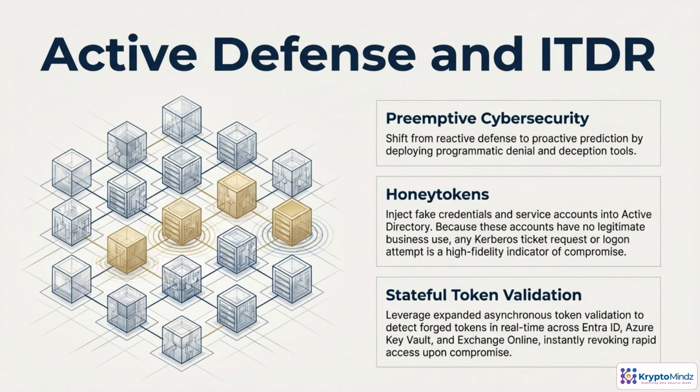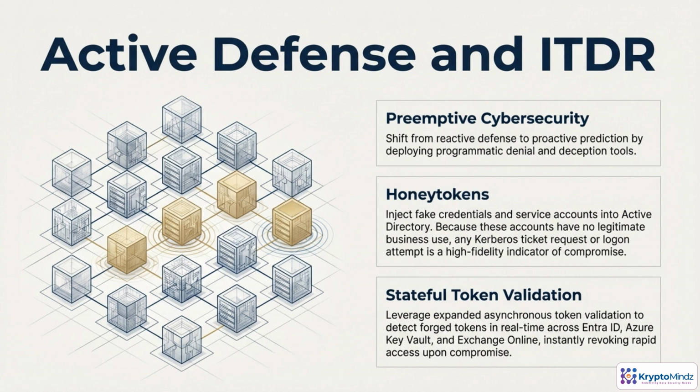Active defense is about turning your identity systems into sensors and tripwires, not just gates. Shift from reactive alerts to preemptive controls. In practice, that means programmatically denying risky behavior and sprinkling in deception so attackers can't tell what's real. Honeypokens are a good example.